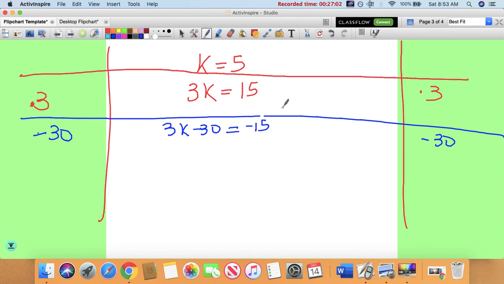Okay. So if you stop for a second, let's take the first one, 3k equals 15. What would you have to do here? Well, you would divide this by 3, and you divide this by 3. That crosses out, and k equals 5. So we know we're good.